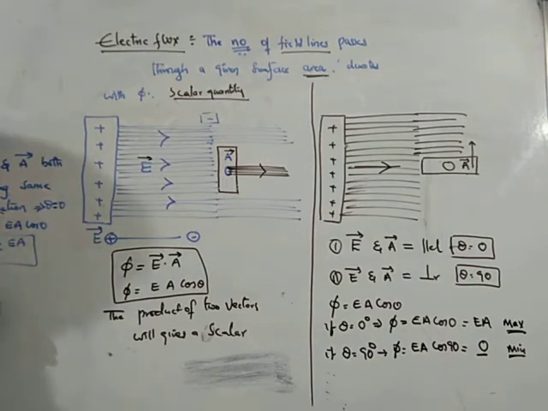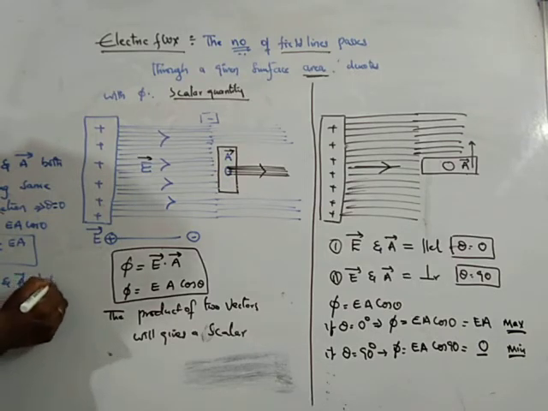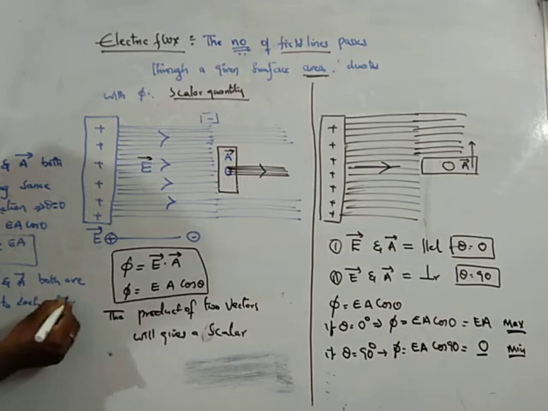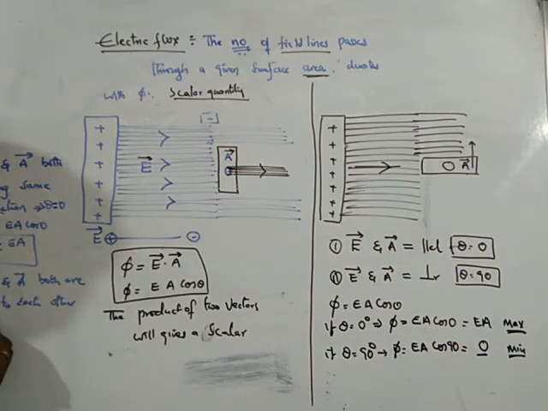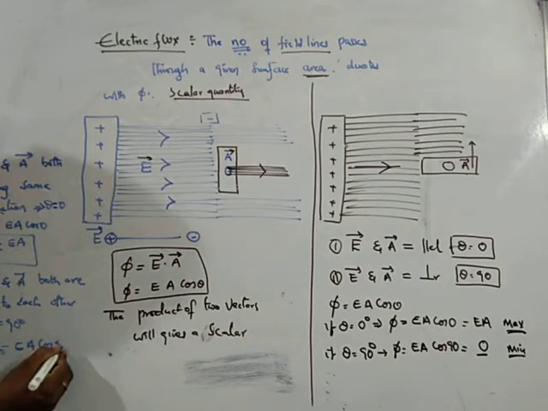Suppose E and A are perpendicular to each other. Perpendicular to each other means the theta value will become 90 degrees. Then flux is equal to EA cos 90. Cos 90 is equal to 0. The flux will be a minimum.